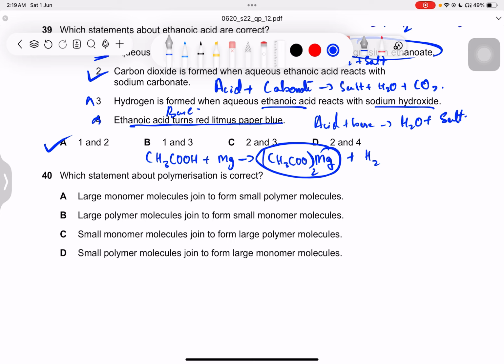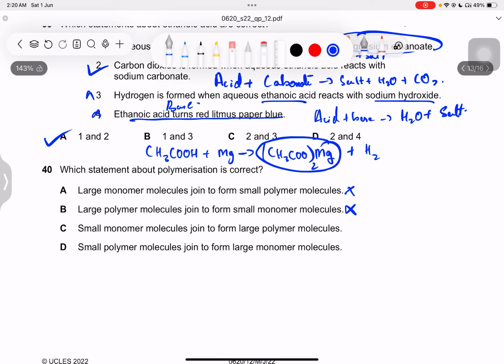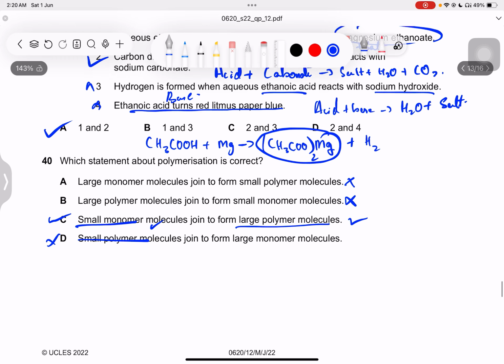Large monomer molecules join to form small polymer molecules. This is as silly as it sounds. Small monomer molecules join to form large polymer molecules. So this is also incorrect. Small polymer, no, small monomer join to form large polymer. Even if you know the really basic things, then even then you can solve this.